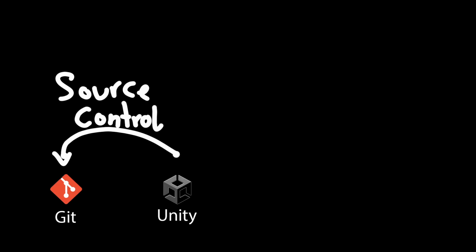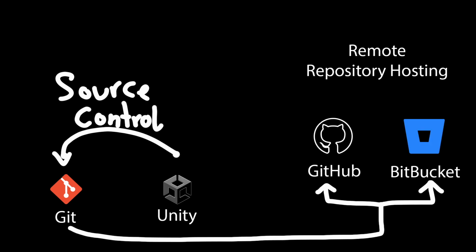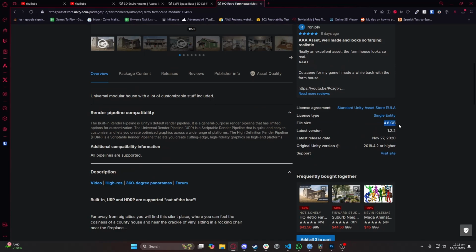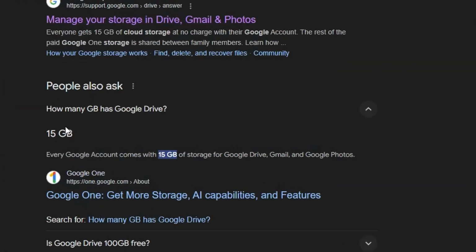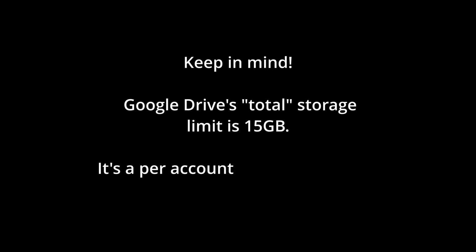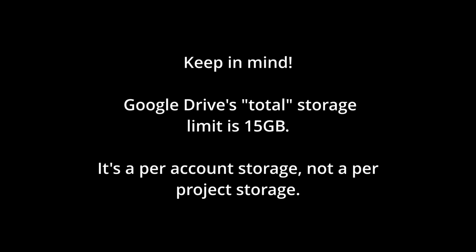Now, if you're using Git for collaboration and source control, you need somewhere you can host your repository. And considering that only the environment can take up to 5 GB of data, we need more storage than that. Luckily, Google Drive provides 15 GB of free data per account, and you can use that to store your repositories. Keep in mind though, Google Drive provides 15 GB of overall space, it's not a per project limit.